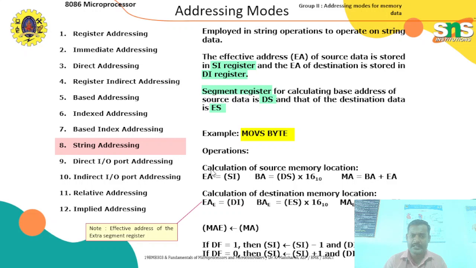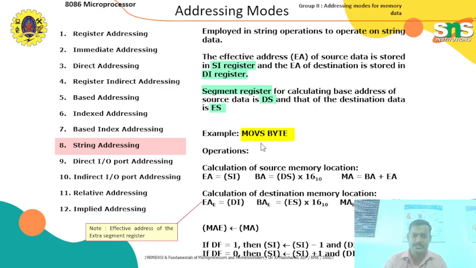Look at the correlation for the source address. SI is the offset and the data segment is the base register. So the data segment times 16 plus this SI will be added, that is the physical address. Similarly, for the destination, the extra segment times 16 plus this DI will be added, that is the physical address for the destination. Whenever you take a string, we need to have a source string and a destination string. The source string means the input string and the destination string is the output string. So after processing, the data will be stored to the destination location.